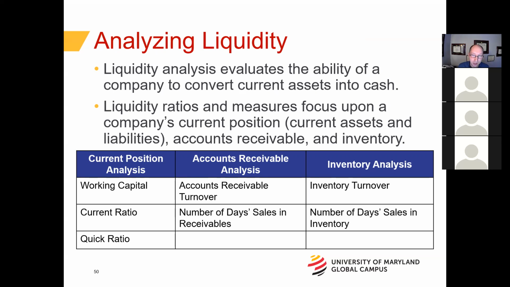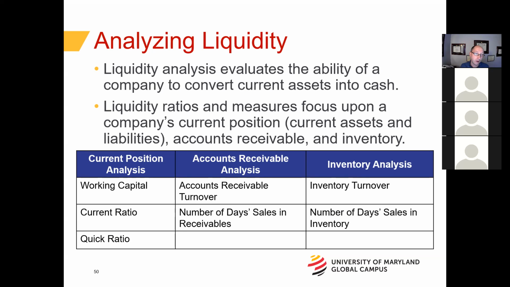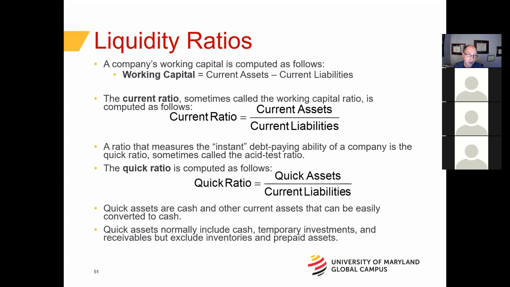And I'm also interested in inventory. For a merchandising company or a manufacturing company, I'm always interested in inventory. Inventory also tells me how quickly I can convert my inventory into cash. How fast can I sell my inventory? So we'll look at inventory turnover and number of days of sales in inventory. So here are the first three ratios, the current portion ratios.